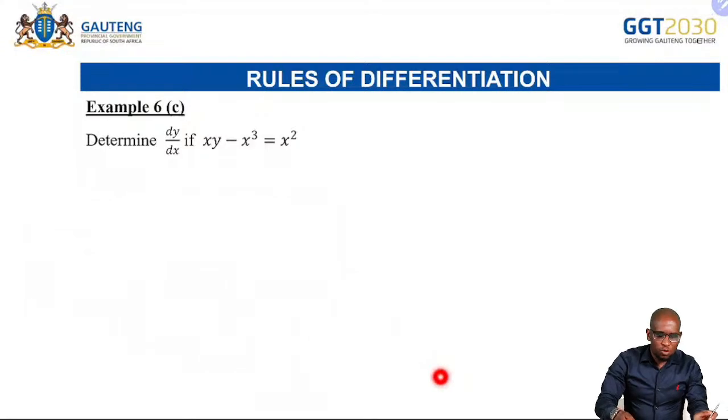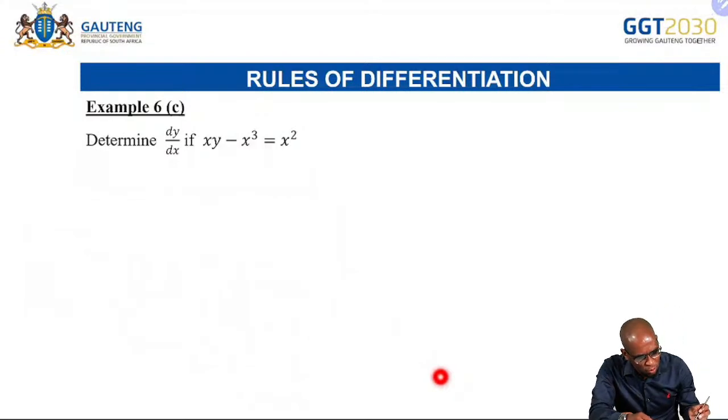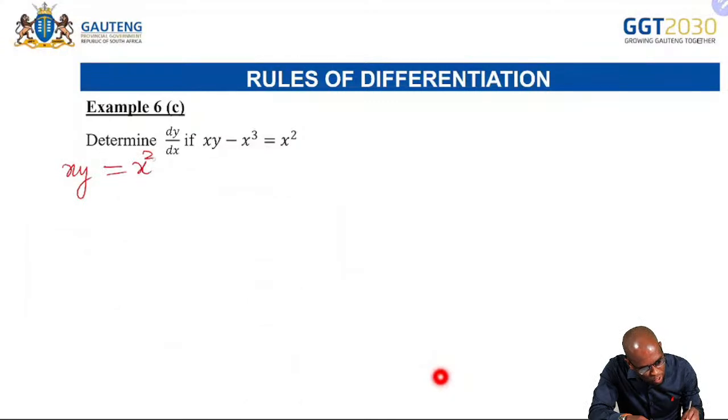Now, if you check this one, y is not written as the subject of the equation. So y is not explicitly written. In that case, we need to try to make y the subject of the equation. So first thing, I'll transpose the x cubed. So this would be x squared plus x cubed. That's what I did first.